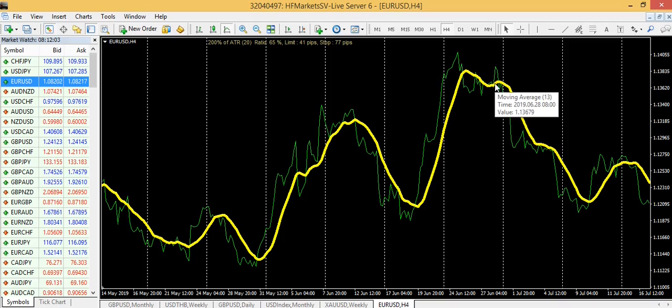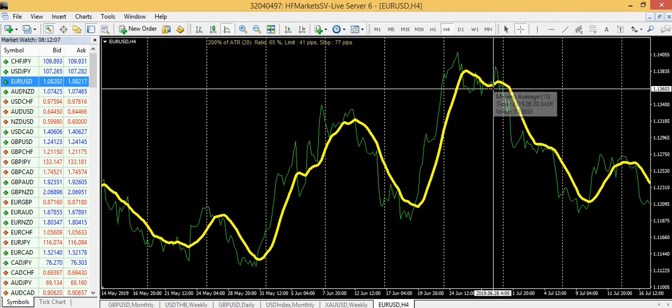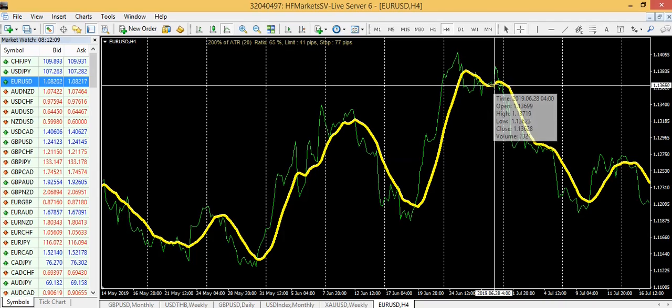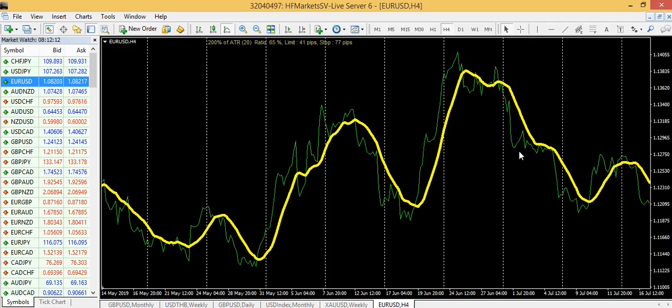This is loss. No, it didn't come out. Like I said, 10 pip below. So here will be a stop loss. So it's again win, win, win, win.